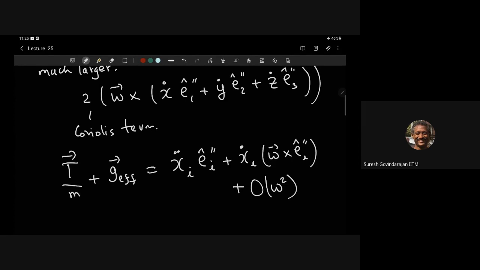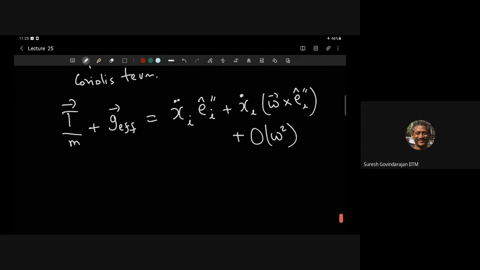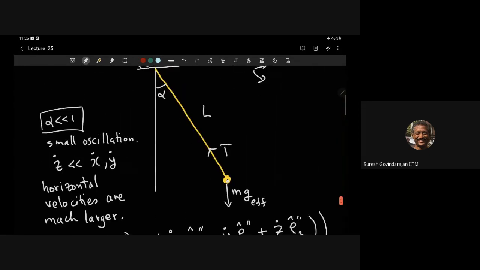Okay, this order omega square is basically to take care of the term which you threw out, the centrifugal term. Okay, so let us do some balancing. Okay, so now we look at this in the Z direction, and yeah, so if you look in the Z direction, so T, so this will be T cos alpha.